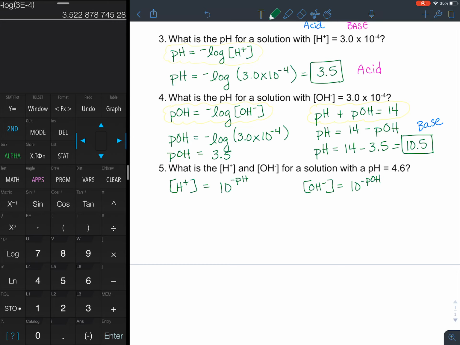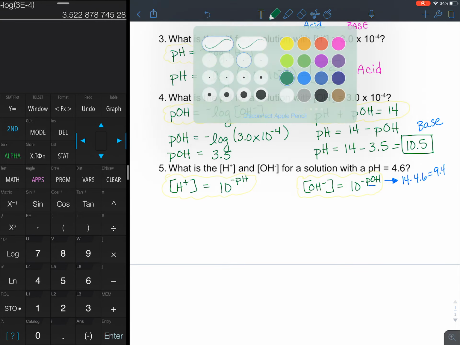Now, we don't have pOH, but we have pH, and we know that 14 minus the 4.6 is going to give us a value of 9.4, and this is going to be our pOH. So the pOH here is going to be 9.4. We'll come back to that in just a moment, but that's how we figured out the pOH. Let me highlight those equations, and let's go ahead and solve these.